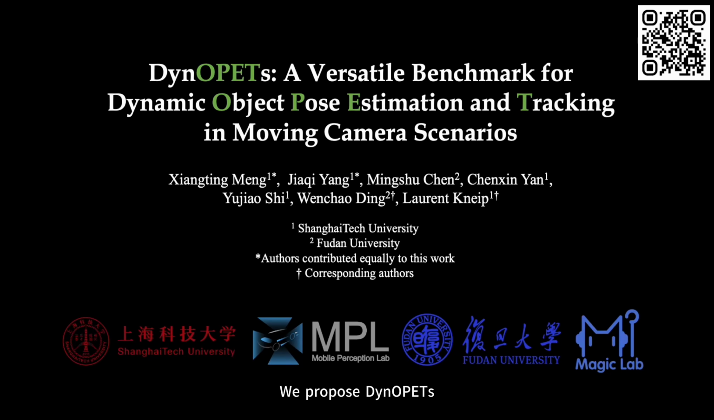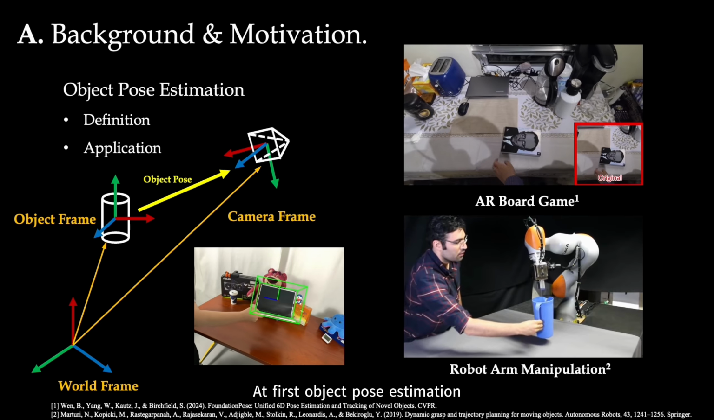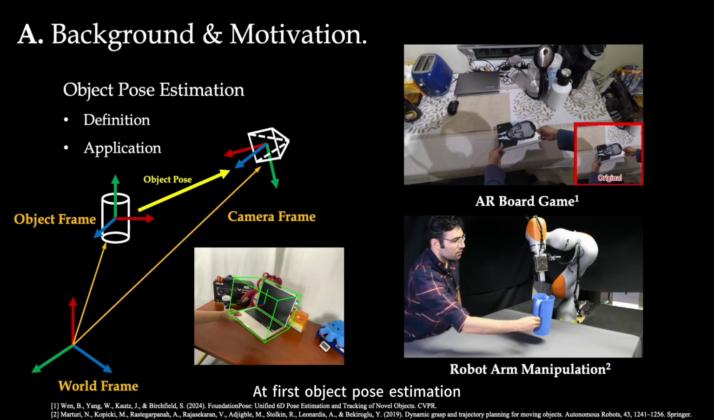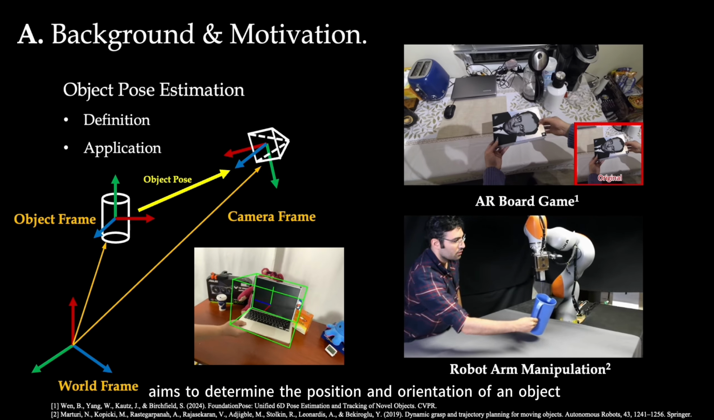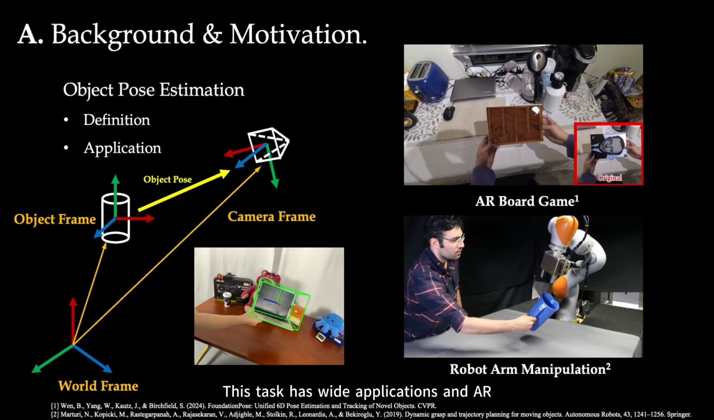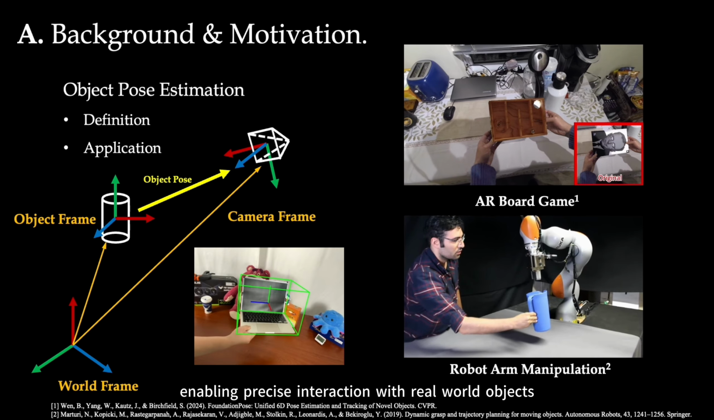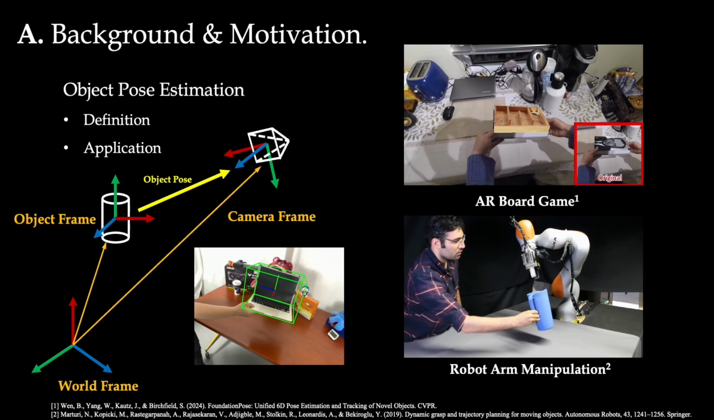We propose DynOPETs, a versatile benchmark for dynamic object pose estimation and tracking in moving camera scenarios. We introduce our work in 5 parts. At first, object pose estimation aims to determine the position and orientation of an object. This task has wide applications in augmented reality and robotic arm manipulation, enabling precise interaction with real-world objects.